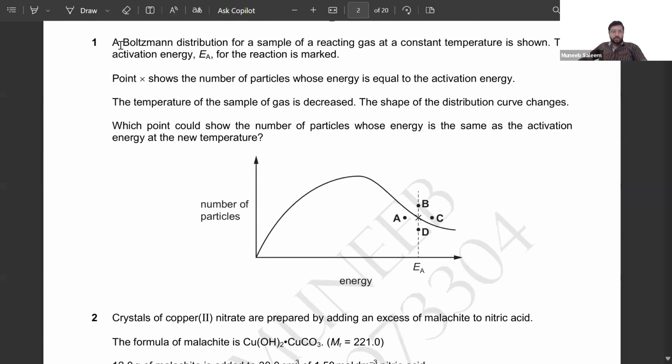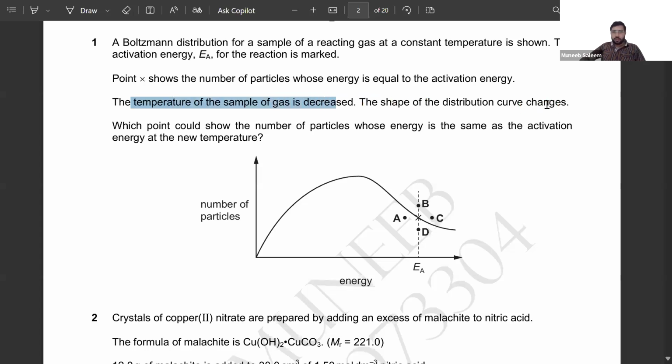The first question is a Boltzmann distribution for a sample of reacting gas, given with a label of activation energy over here. The activation energy is marked at this point, and then we have point X. The temperature of the sample of gases decreases, so the shape of the distribution curve changes. Here we have this curve, and we have to decide which new curve will give you the value of activation energy on this curve.